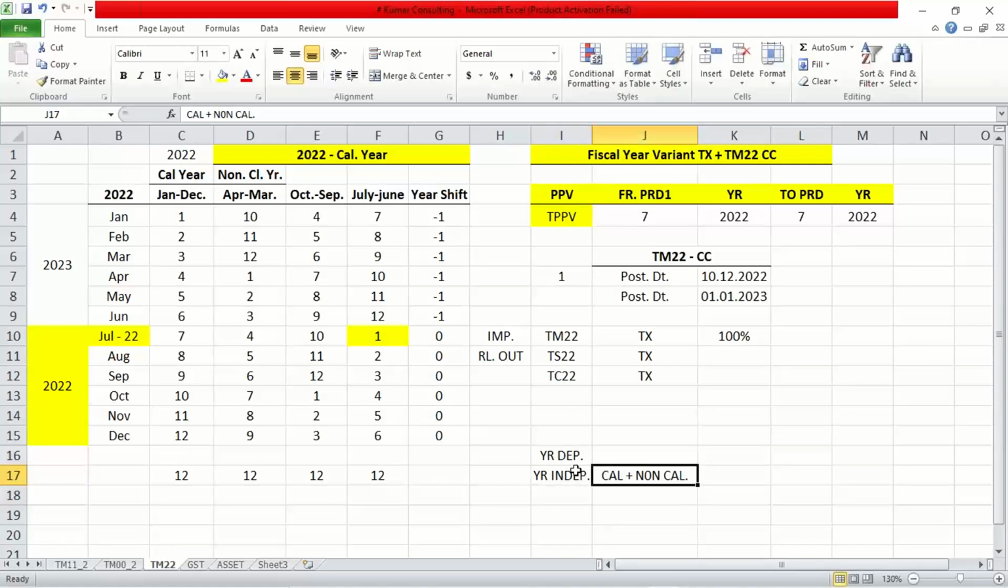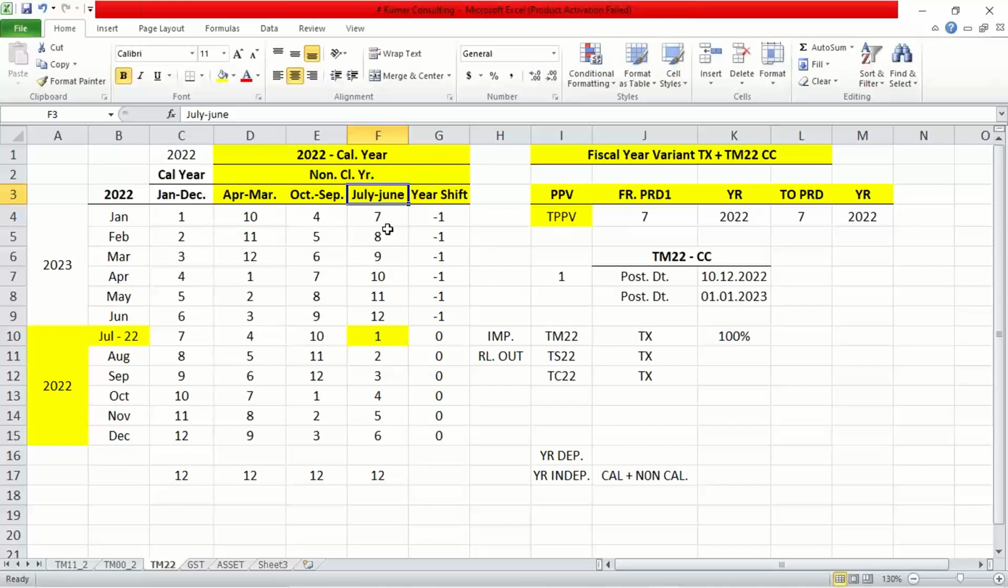So what is year independent, guys? Our calendar year or non-calendar year. Whatever this non-calendar year is, this entire thing is non-calendar year. It means this one is non-calendar year: April to March, July to June, October to September, right? These are all non-calendar years. So calendar or non-calendar year, this is year independent.